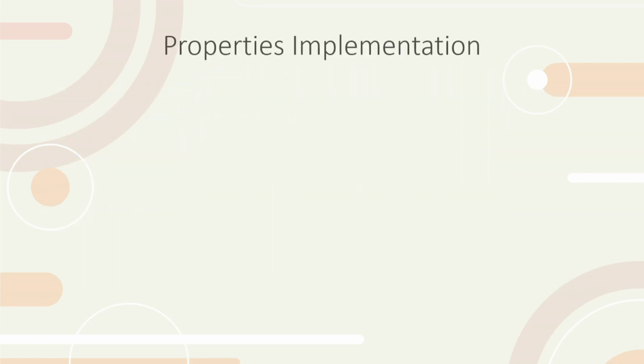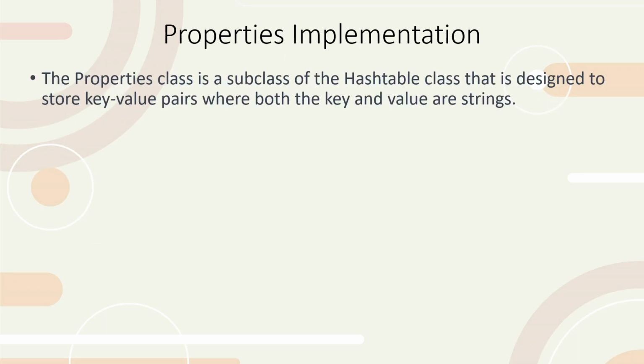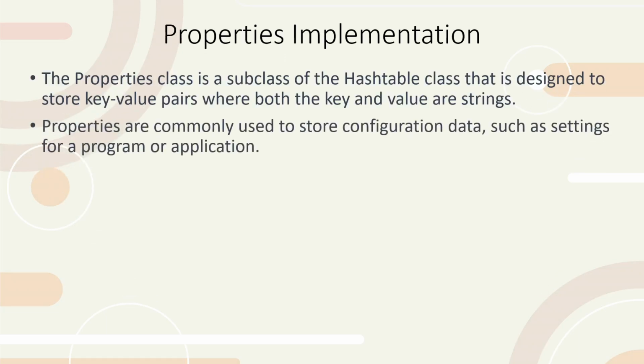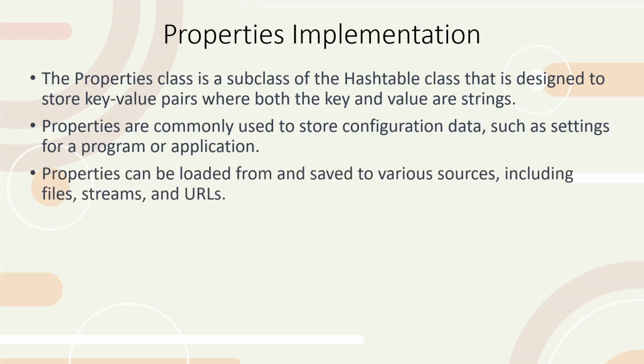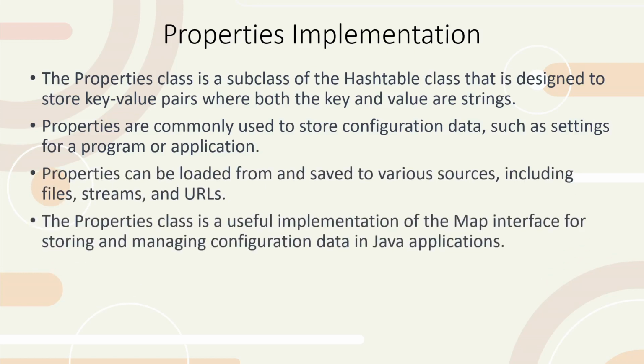Now let's look into the Properties implementation. The Properties class is a subclass of the Hashtable class that is designed to store key-value pairs where both the key and values are strings. Properties are commonly used to store configuration data such as settings for a program or application. Properties can be loaded from and saved to various sources including files, streams, and URLs. The Properties class is a useful implementation of the Map interface for storing and manipulating configuration data in Java applications.